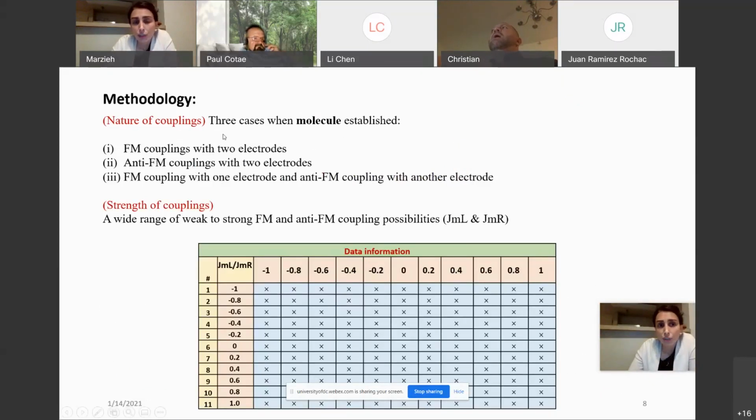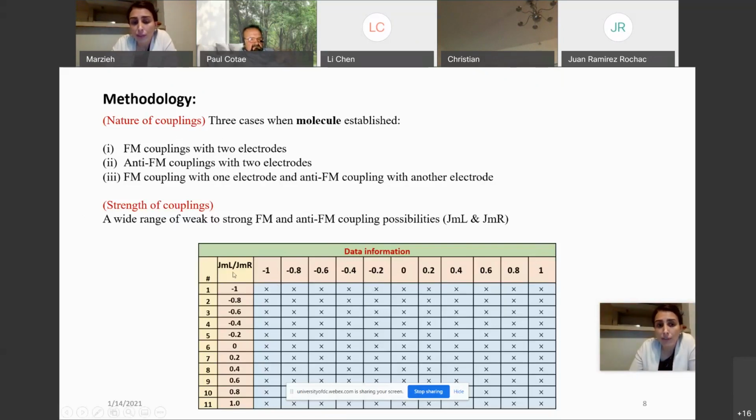With the nature of couplings, we have considered three different cases: when molecules create ferromagnetic couplings with the electrodes, when molecules create antiferromagnetic couplings with the electrodes, and ferromagnetic coupling with one electrode and antiferromagnetic with the other electrode. And we have also changed the strengths of these couplings.